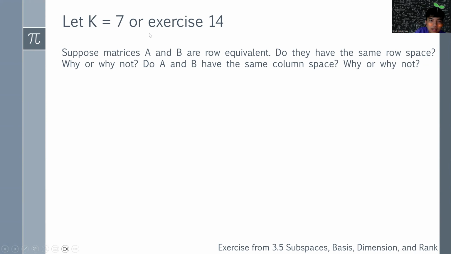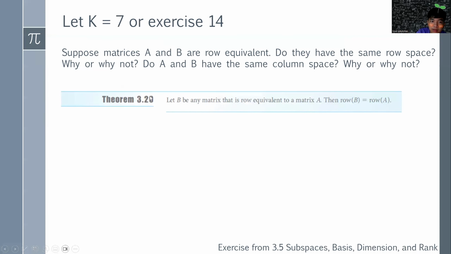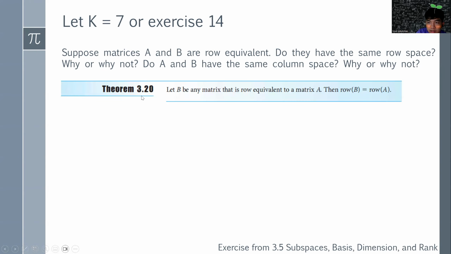So move to exercise 14. Suppose that matrices A and B are row equivalent. Do they have the same row space? Why or why not? Do A and B have the same column space? Why or why not? Based on theorem 3.12, let B be a matrix that is row equivalent to a matrix A. Then row space of A must be equal to row space of B. Row B equals row A. However, the column space will not be the same.